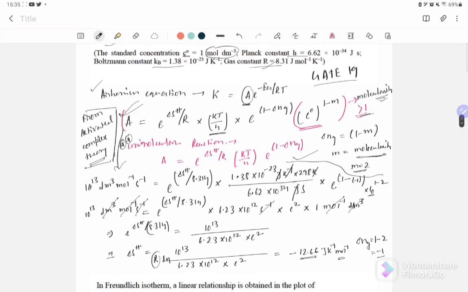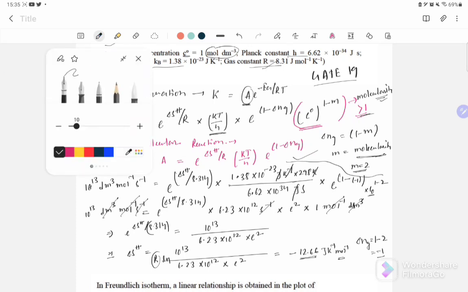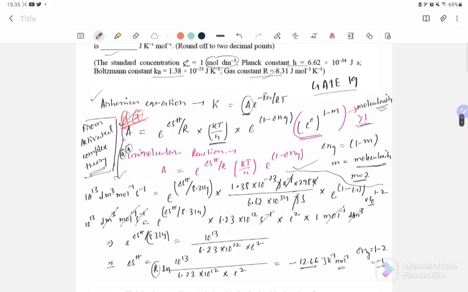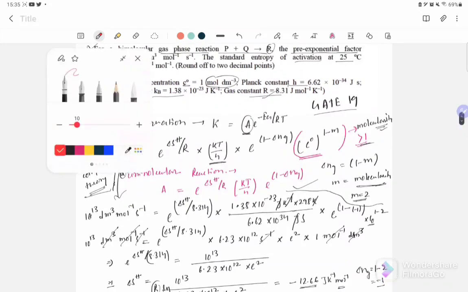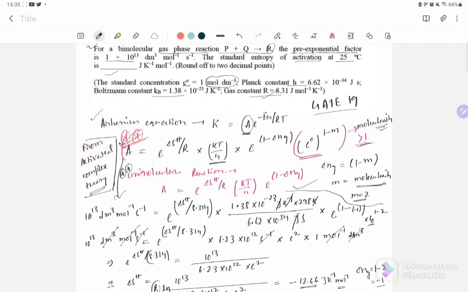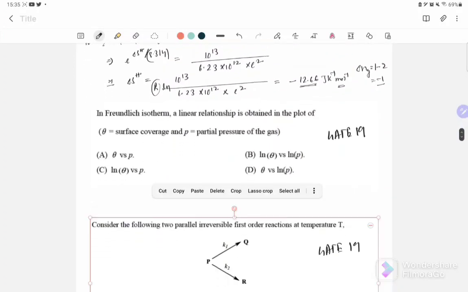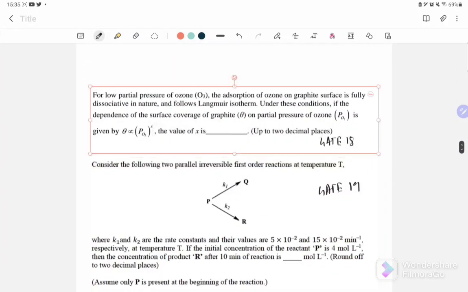So the important equation is this one, a very important equation. You have to remember this, and you have to understand the derivation also. This is also an important theory of your chemical kinetics topic. Okay, so our next question is from 2019.